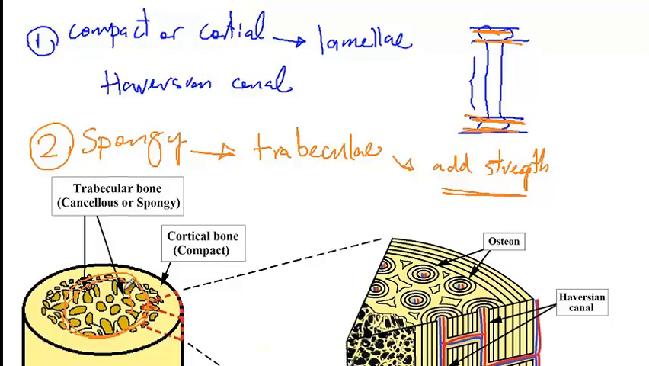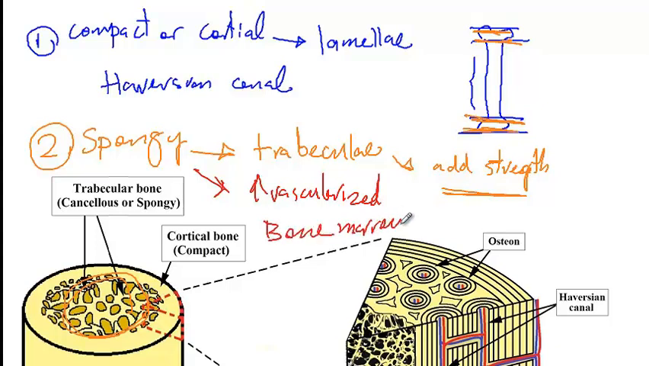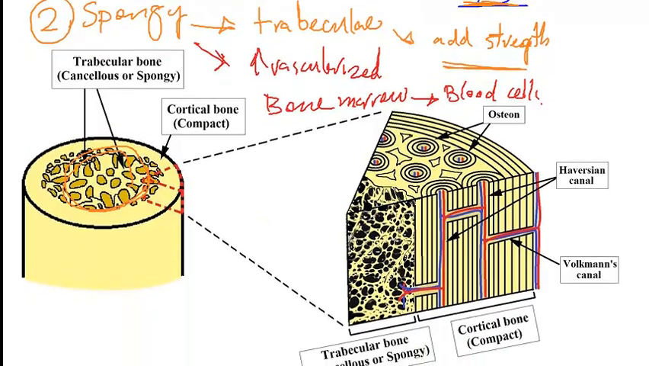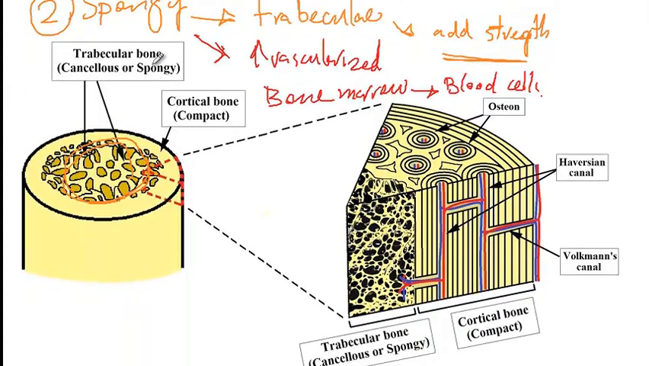And in comparison to the compact bones, these trabecular bones are highly vascularized and house the bone marrow, the function of which is to produce blood cells. All right, and so that concludes discussion of the trabecular or cancellous or spongy bone versus compact bone. And here I have shown you the structure of the Haversian canals and Volkmann's canal.